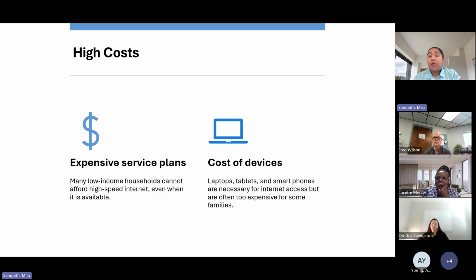Of course, then we have the cost of devices because even if you have broadband and you purchase that plan, without a device, you can't use that broadband. So laptops, tablets, smartphones are necessary for internet access, but often they're too expensive for some families. So again, the infrastructure being there is just one part of it. There's still gaps that exist to your ability to access the internet.